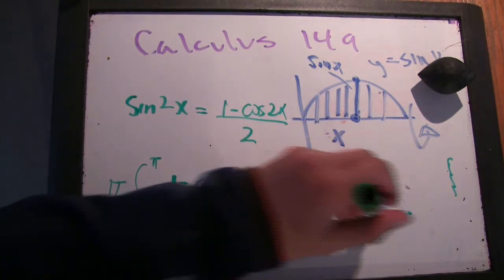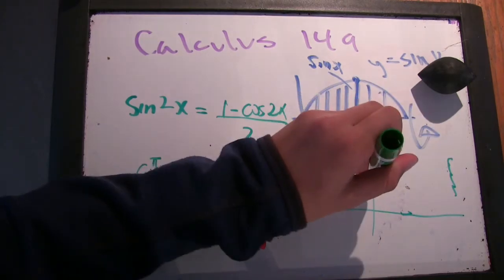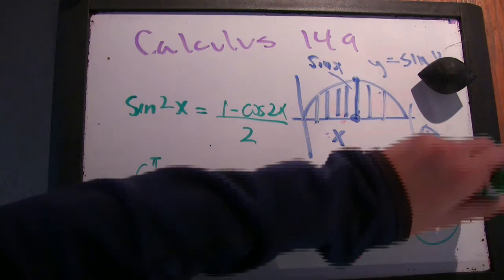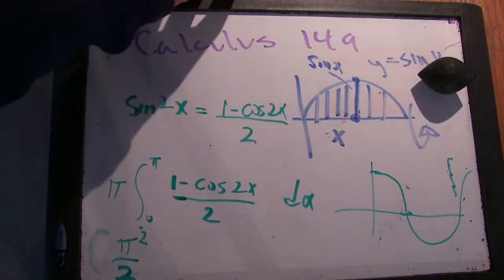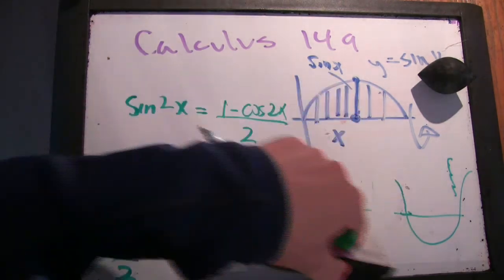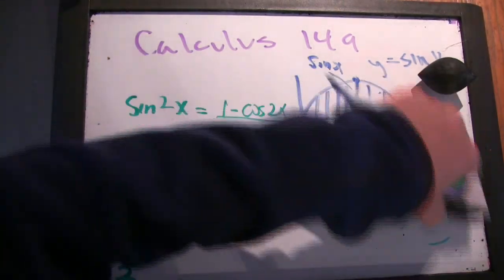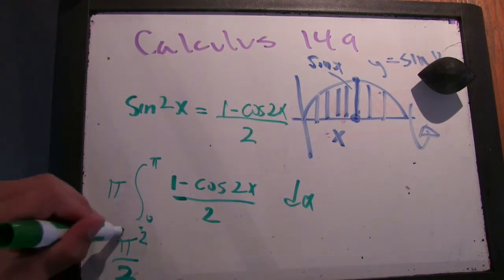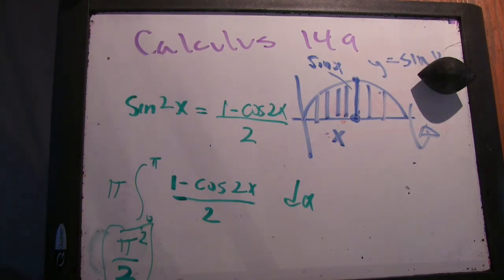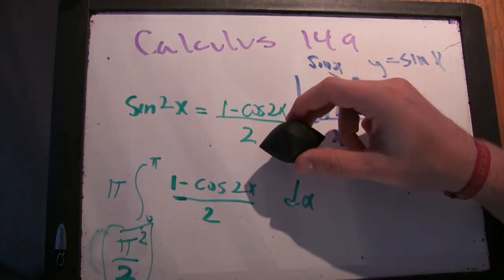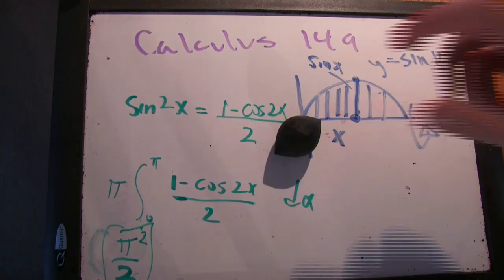I think it's 0. It's one cycle of the cosine. So it's 0. So this integral just evaluates to pi squared over 2. So the volume of this shape is pi squared over 2. Pretty cool.